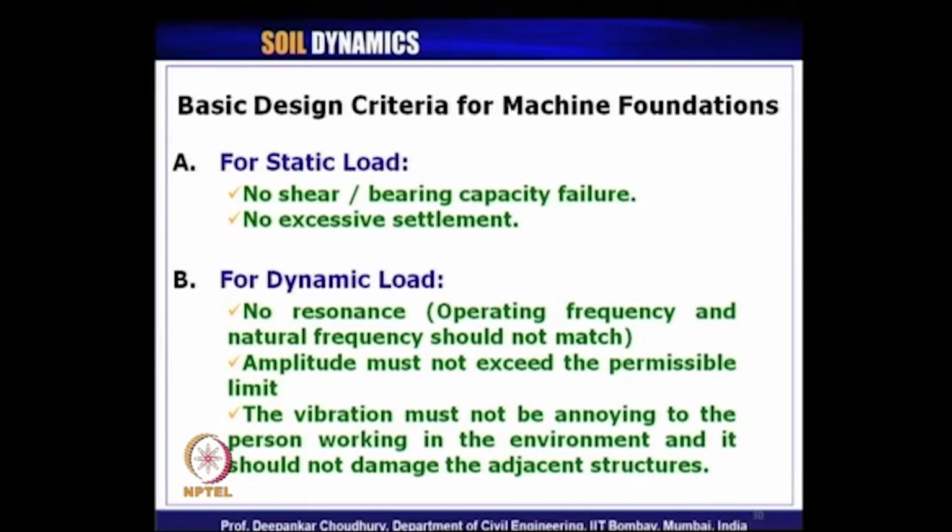Otherwise, what will happen? It will have excessive settlement or excessive deflection, because we have seen at resonance the DMF, dynamic magnification factor, that is dynamic displacement compared to the static displacement, is tremendously high. So, that condition has to be avoided. So, no resonance condition. To do that, what is the basic criteria we should follow?